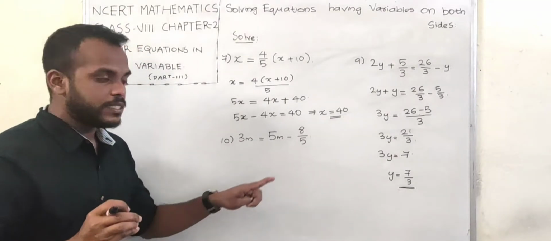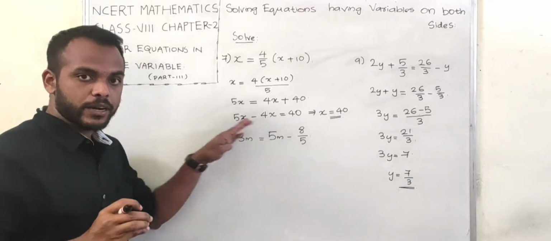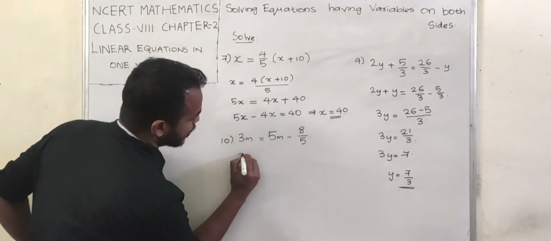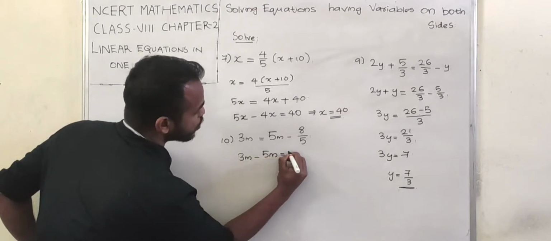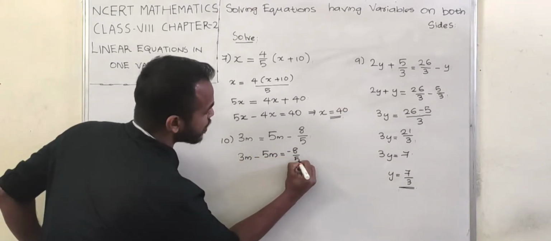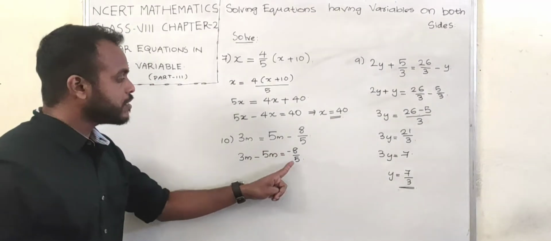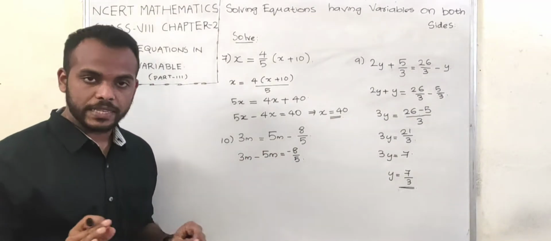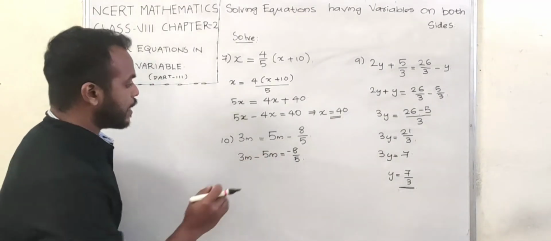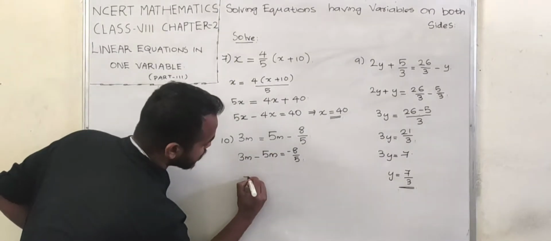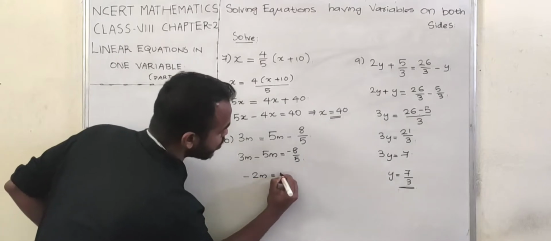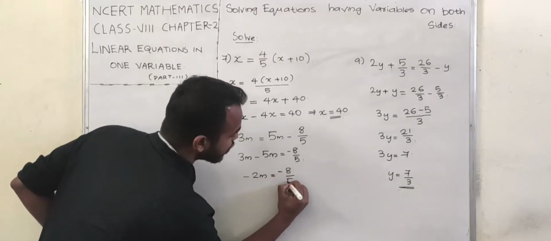Now what I am going to do is take this 5m to the left hand side. So it gives 3m minus 5m is equal to minus 8 by 5. Don't panic when you see lots of negative symbols. It's going to be very easy. Moreover, let's see how this will be done. 3m minus 5m will give us 2m is equal to minus 8 by 5.